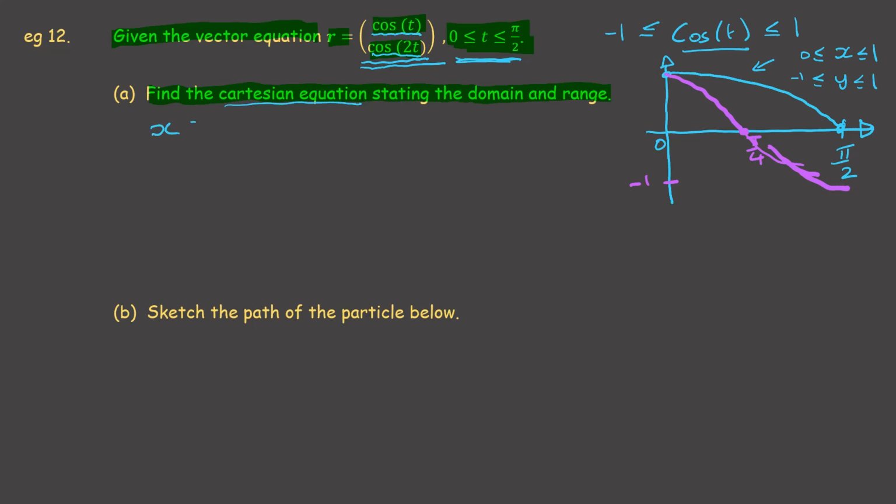So the parametric equations here are that x is equal to cos t and y is equal to cos 2t. But we can write that as 2 cos squared t take away 1 using an identity. And that means, since x is cos t, that we get 2x squared take away 1.